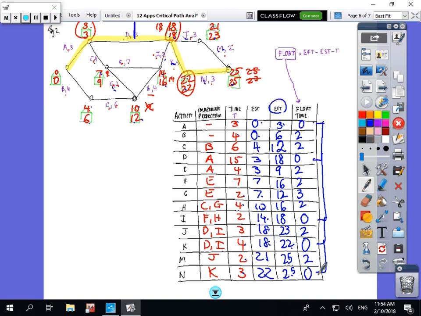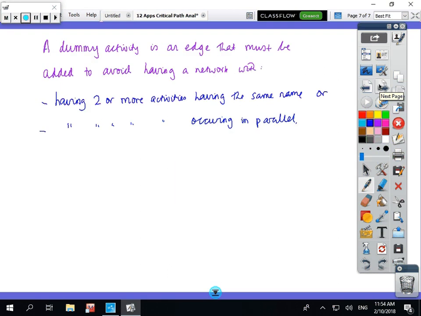Okay, I think we've got one more thing which isn't critical. We'll copy that down and come across. So this last part, I don't think it's crucial, but we'll just write it down. A dummy activity is an edge that must be added to avoid having a network that has 2 or more activities with the same name, or having 2 or more activities occurring in parallel, because you can only have one edge for each activity. That's not critical, but we'll just put that in the notes as well.